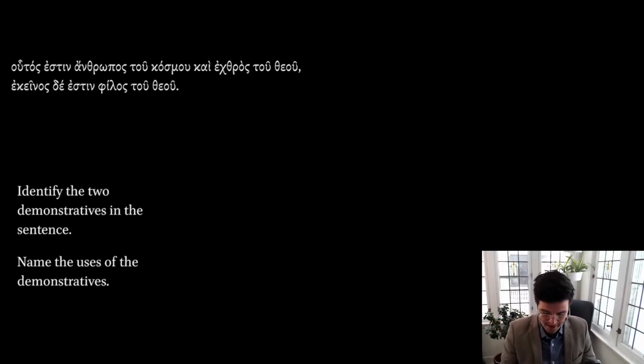So we're going to read our first sentence, and then I'm going to ask you to see if you can identify the 2 demonstratives in the sentence and the uses of them. So we have houtos estin, anthropos tu kosmou, kai ekthros tu theou. Ekainos de estin, philos tu theou. So see if you can figure out what the 2 demonstratives are and the uses of those demonstratives.